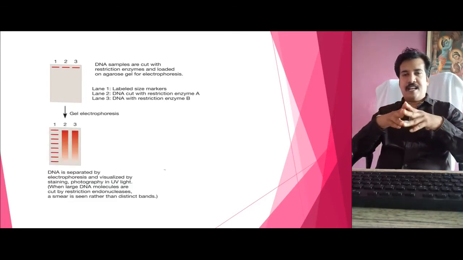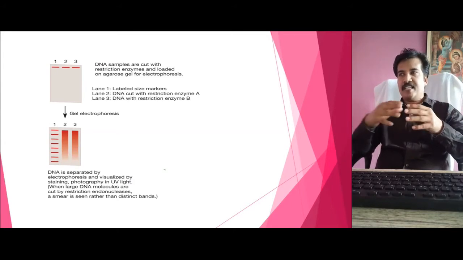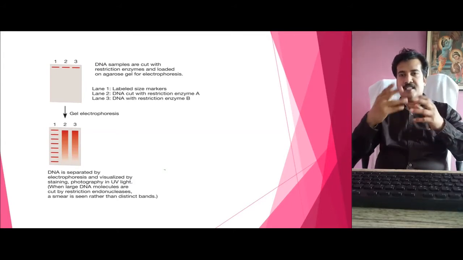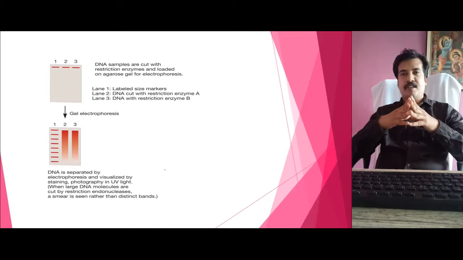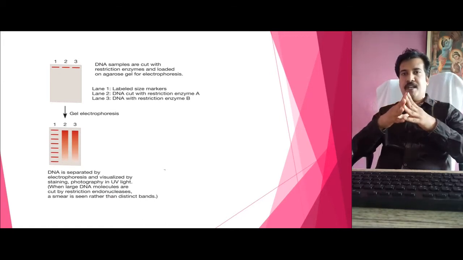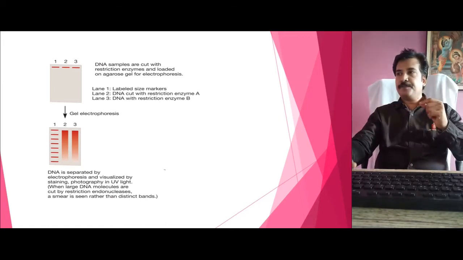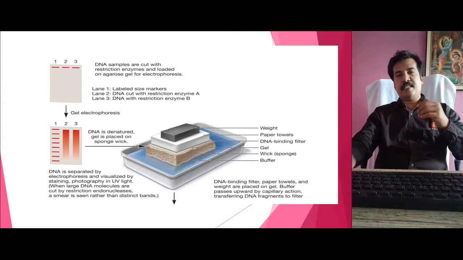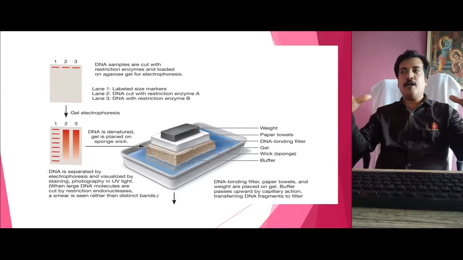Once I run the gel electrophoresis, we will get different bands, and these different bands can be visualized with UV light once ethidium bromide has been added, right? Then next we are constructing a blotting pyramid.